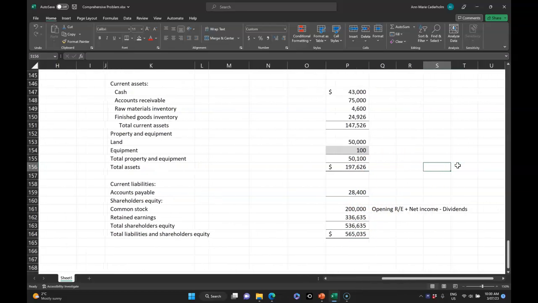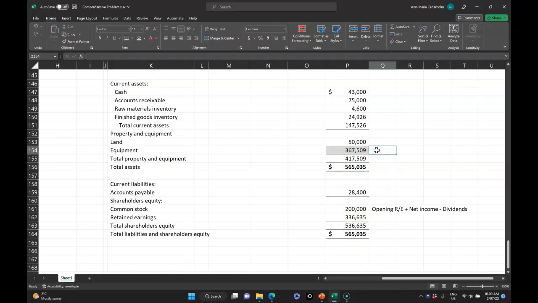So technically, your equipment, I'm just plugging this amount. So if I compare my total liabilities and shareholders' equity to my total assets, I know those two numbers need to be the same. So in order to plug that, what I need to do is take 565,035 and then just minus out the 197,526. So this one is just a plug, but now you see that they both balance out.